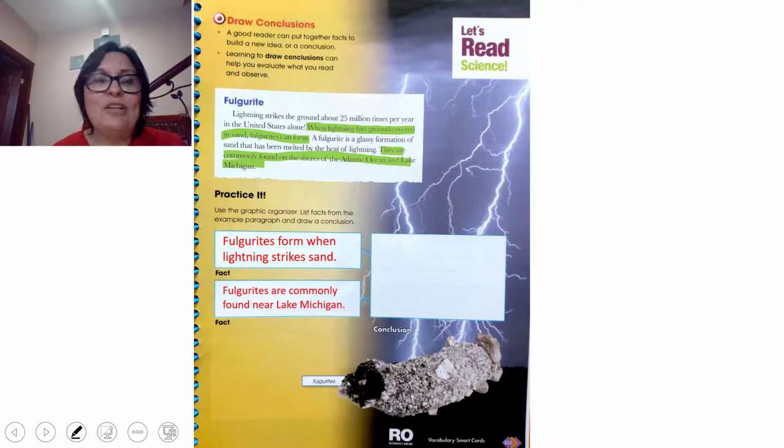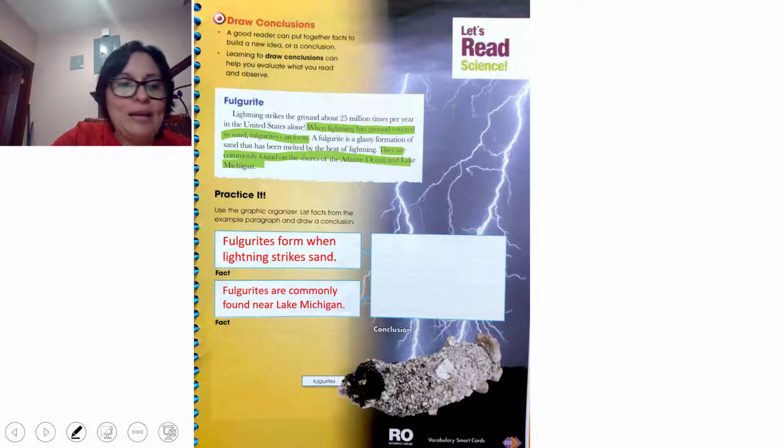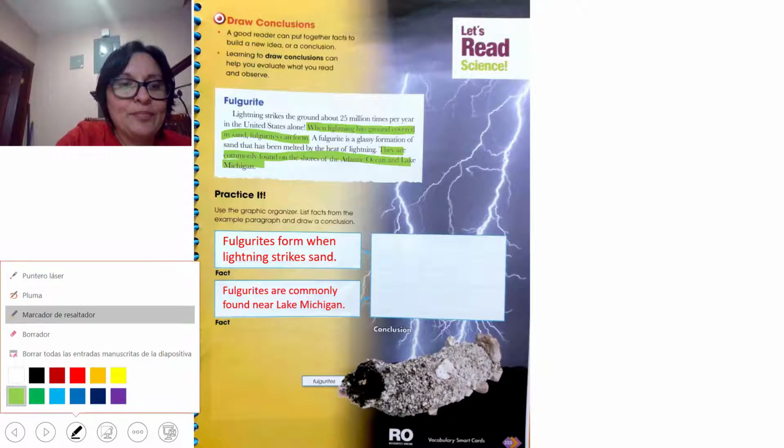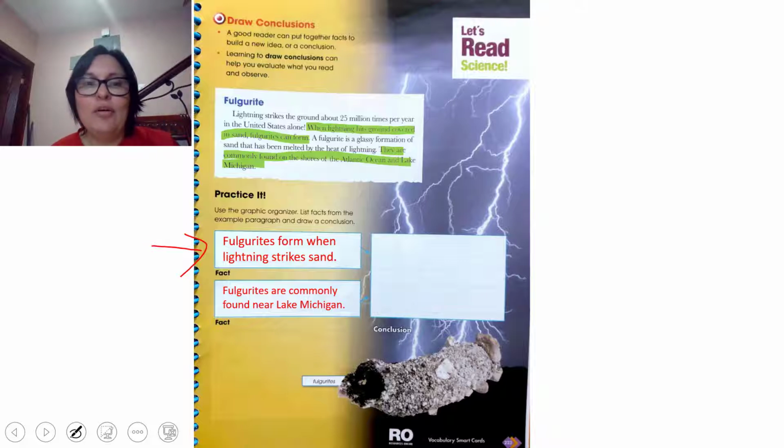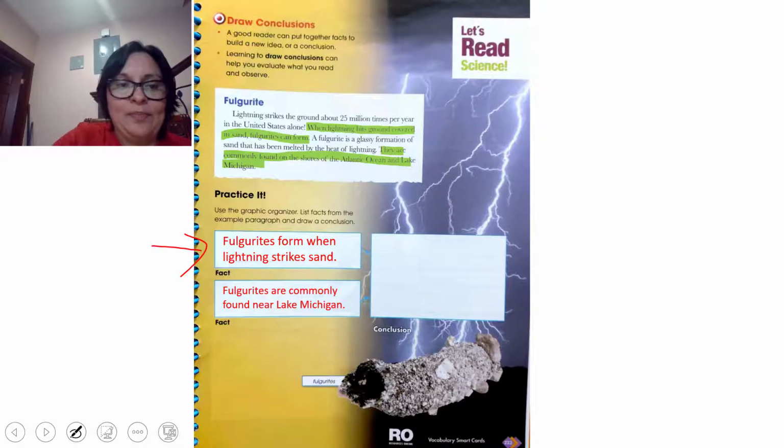So here we have the other fact. Fulgurites are commonly found near Lake Michigan. So let's read the facts again. Fact number 1, fulgurites form when lightning strikes sand. Fact number 2, fulgurites are commonly found near Lake Michigan.